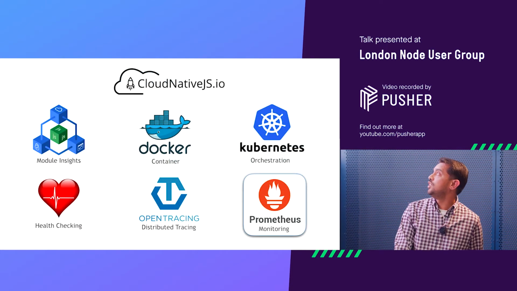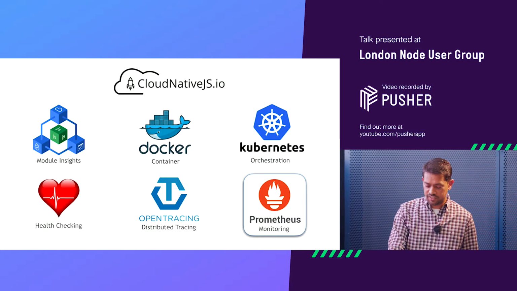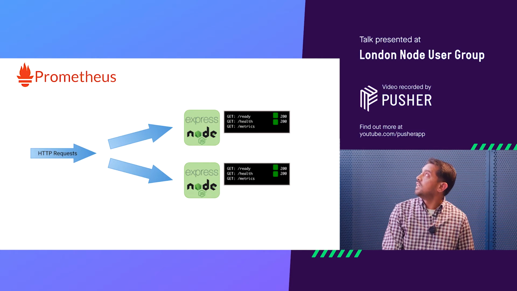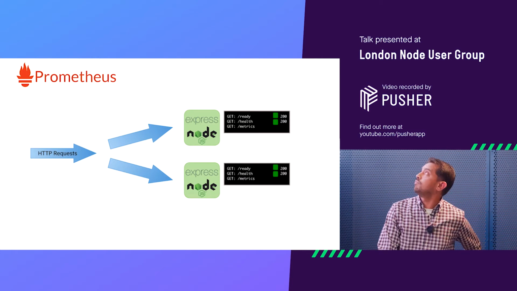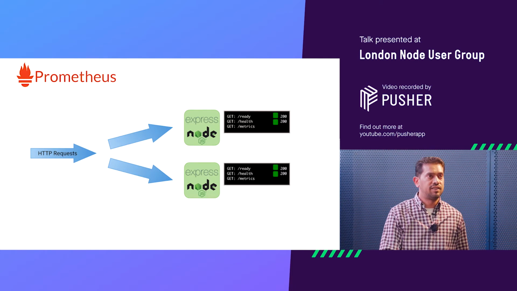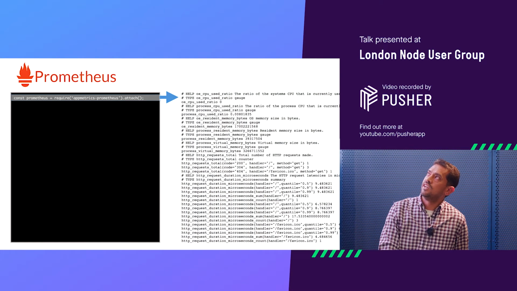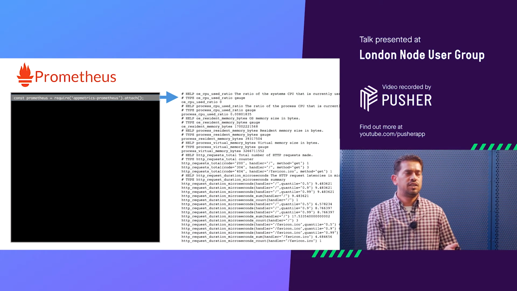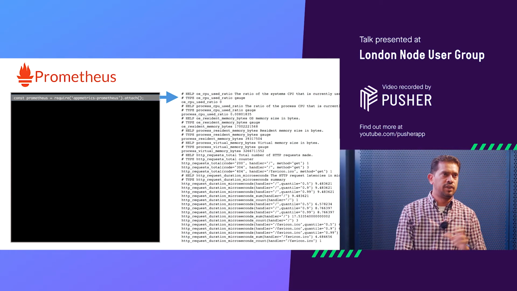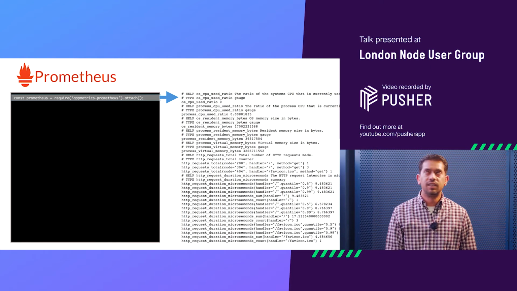Moving on to Prometheus monitoring. Again, Prometheus is a Cloud Native Computing Foundation project, and what we're doing there is adding a third endpoint called /metrics. What Prometheus does is basically it'll start returning some values on that metrics endpoint and start aggregating those values over time.